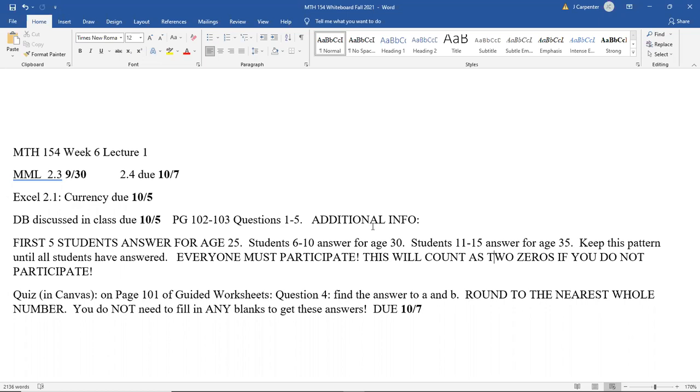This is going to be on pages 102 through 103 from your guided activity book, your guided worksheet book, whatever you want to call it, that thing we use in class sometimes and outside of class sometimes. Now, there are only 5 questions that we're going to be using, questions 1 through 5. And this is one of the discussion boards where everyone must participate.